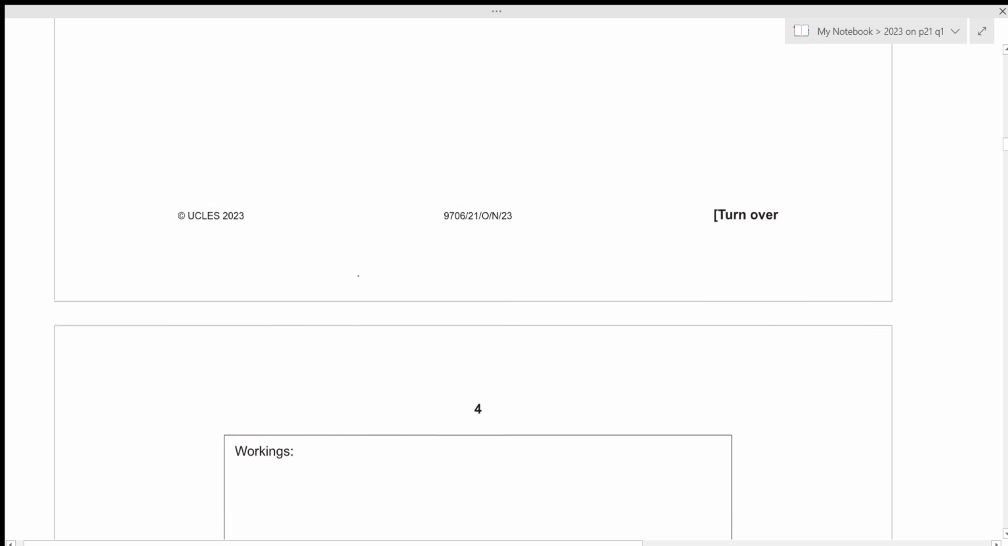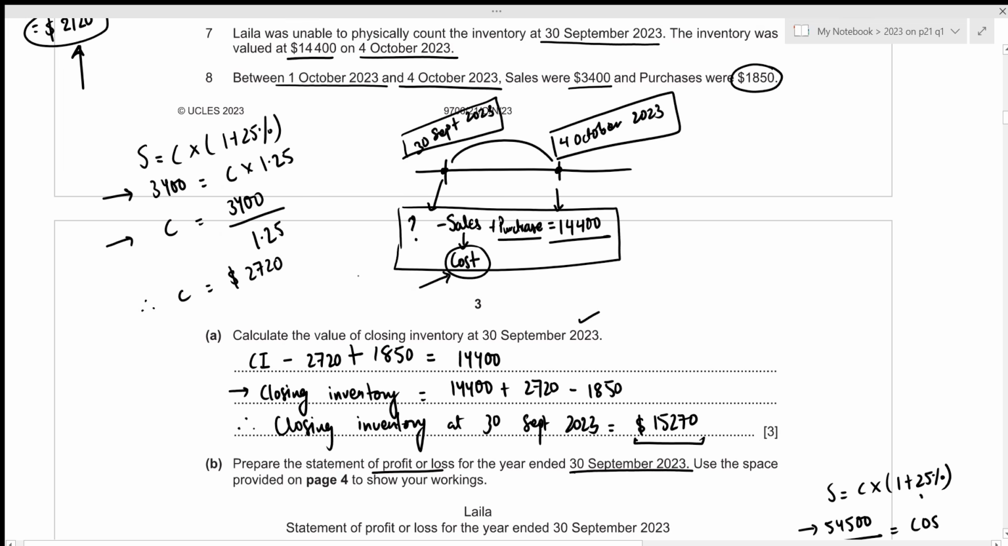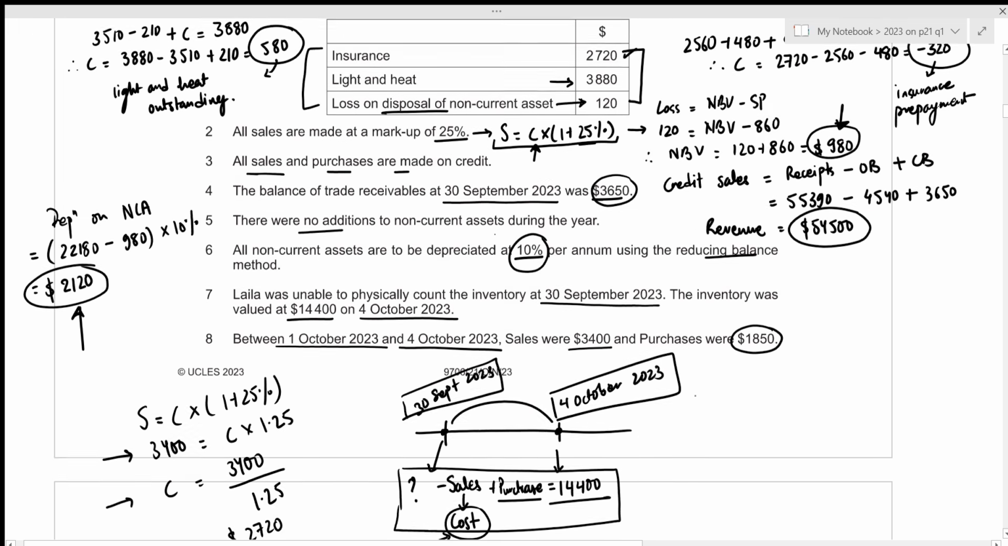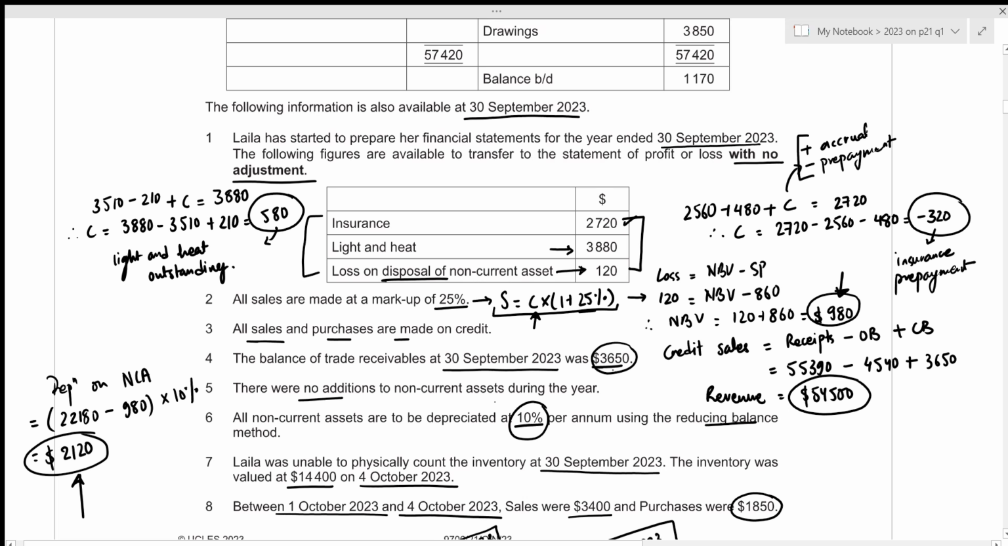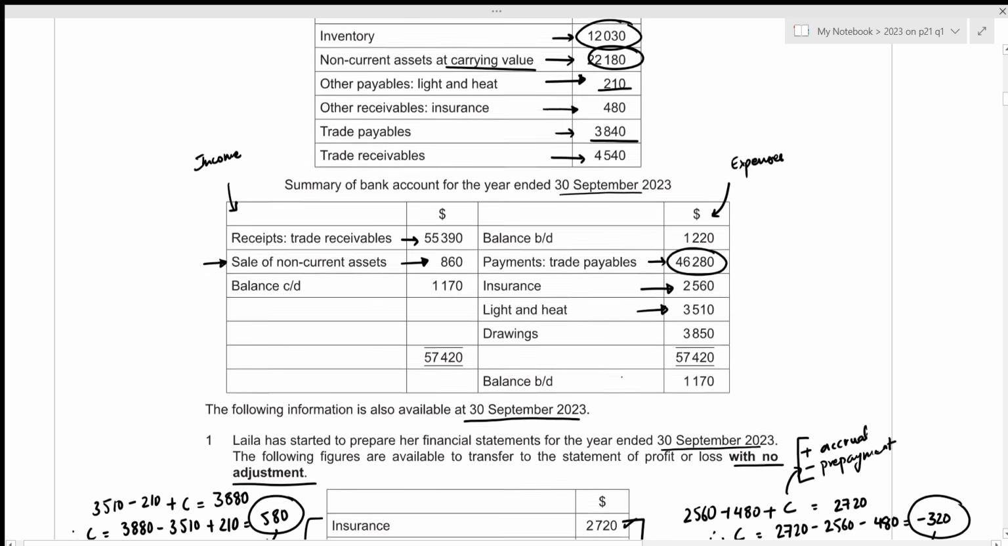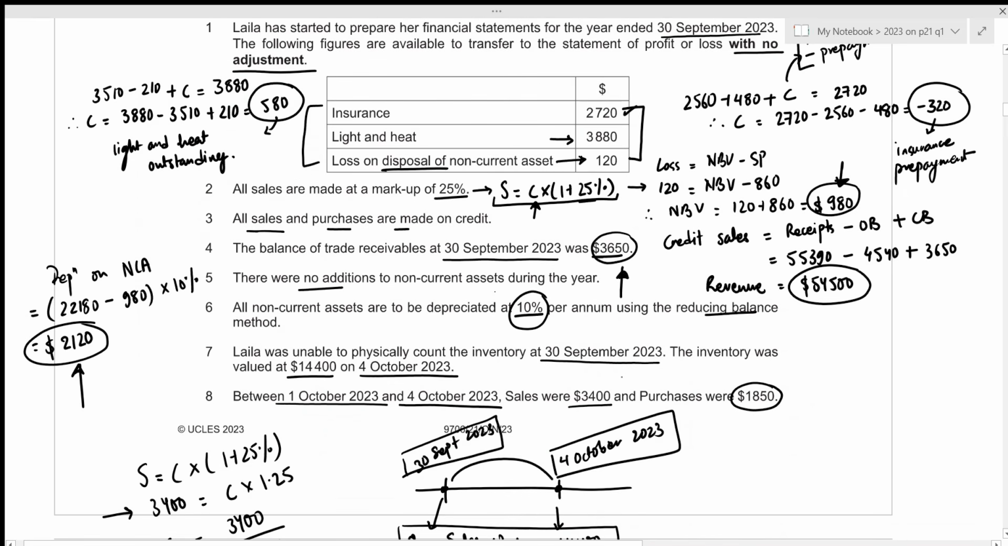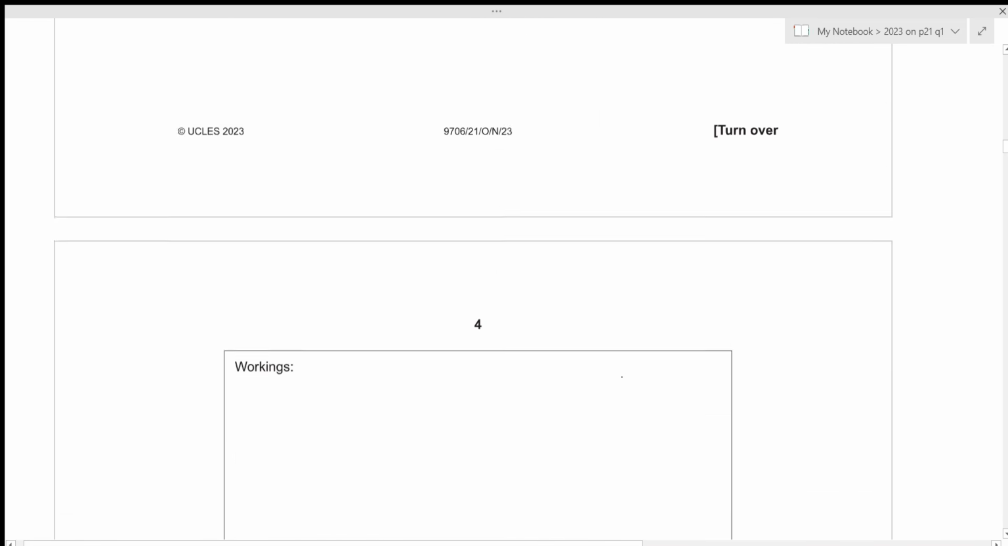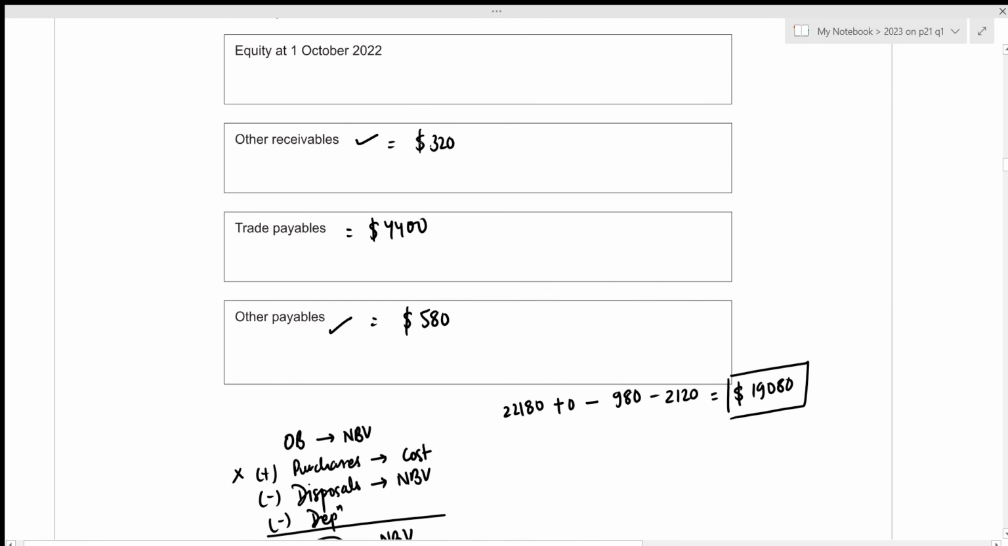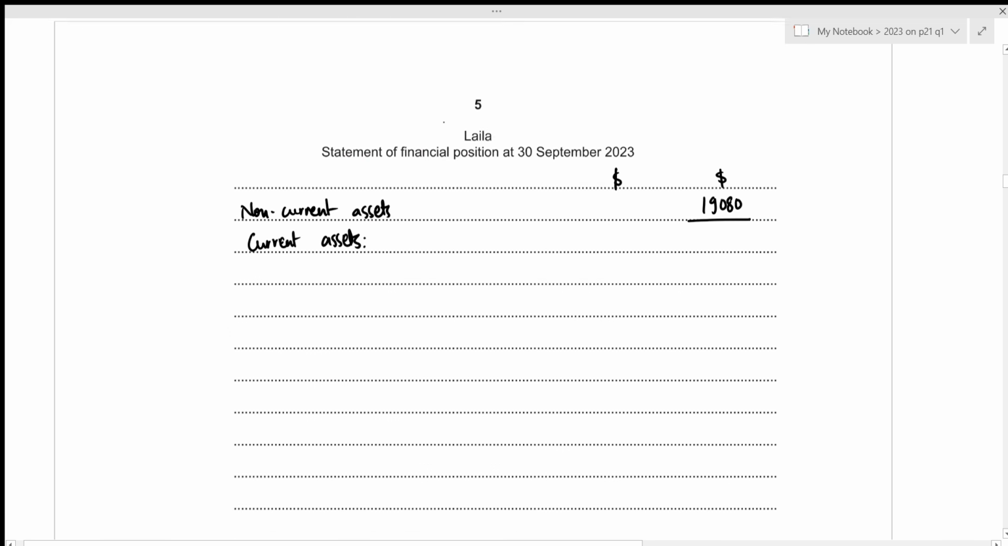Okay, so our current assets will include the closing inventory at 15,270. Then we are also given the closing trade receivables of 3,650. And what else do we have? And we've also calculated the other receivables, which was 320 due to insurance prepayment. So those three items will be a part of our current assets.